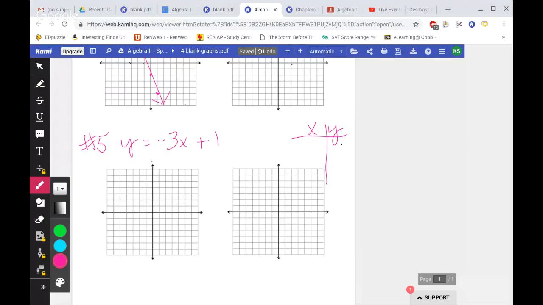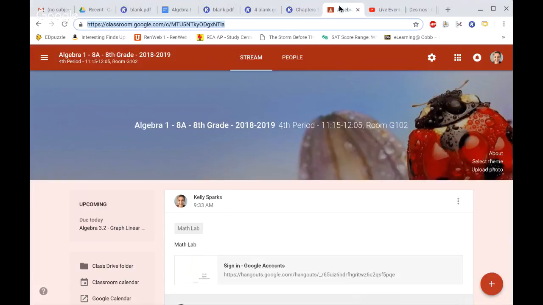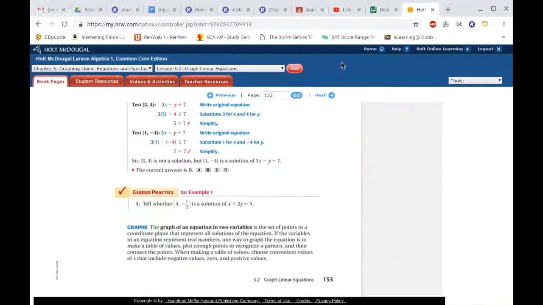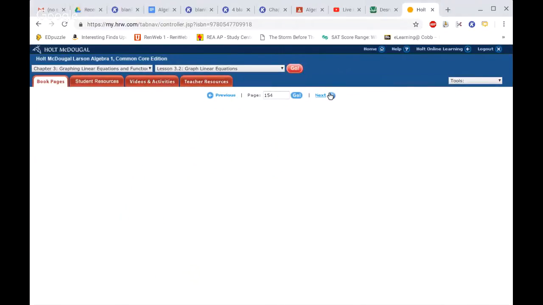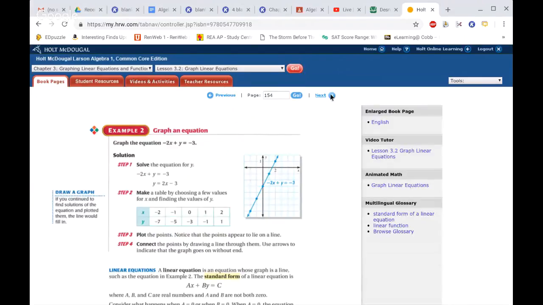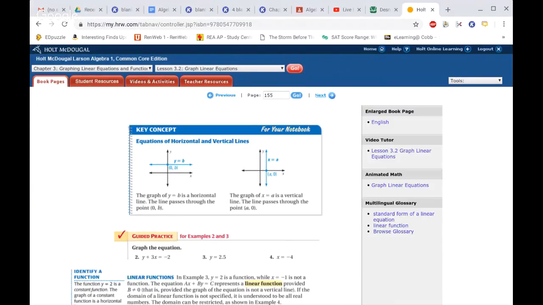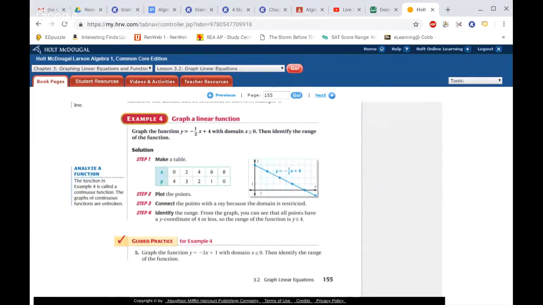And let me point that out in the book. You see down here at the bottom, for guided practice, where it says, and I can't write because this is a book, graph the function y equals negative 3x plus 1 with the domain x is less than or equal to 0. Do you see that problem? You're supposed to identify the range of the function after we get done.